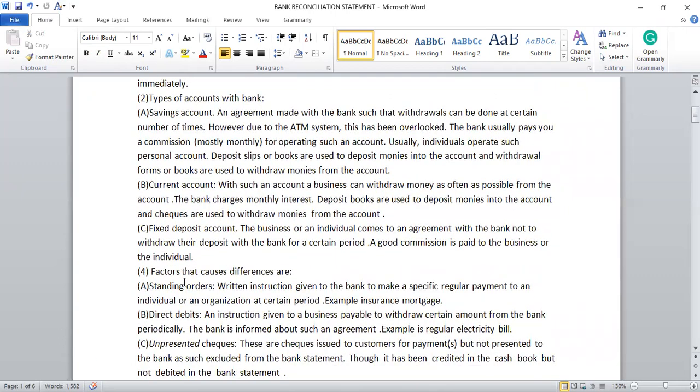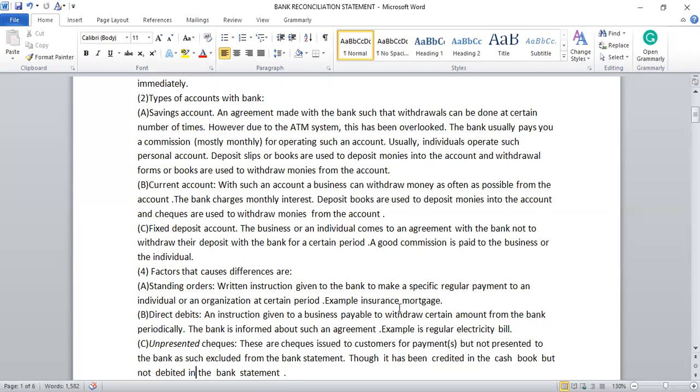So number 4, factors that cause differences between the cash book and the bank statement are: A, standing orders. A written instruction given to the bank to make a specific regular payment to an individual or organization at certain periods. Example, insurance, mortgage.